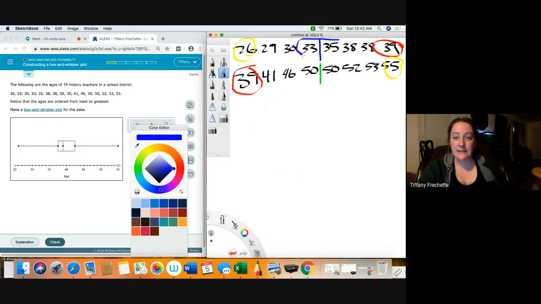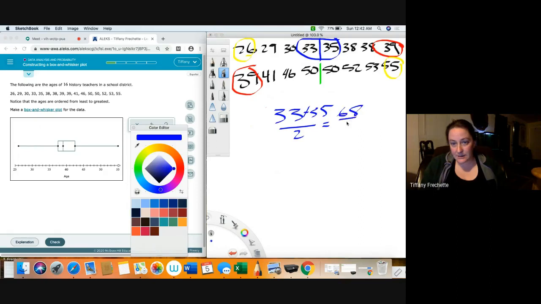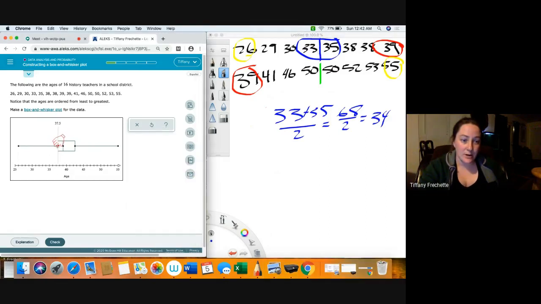So now I need to add these 2 numbers together. So I get 33 plus 35 divided by 2. So we get 68 divided by 2. We end up with 34. So 34 lands right in between these two. So that's why I want to drag this number to 34.